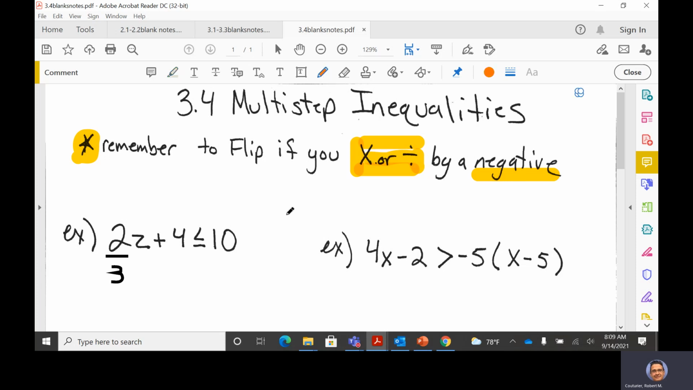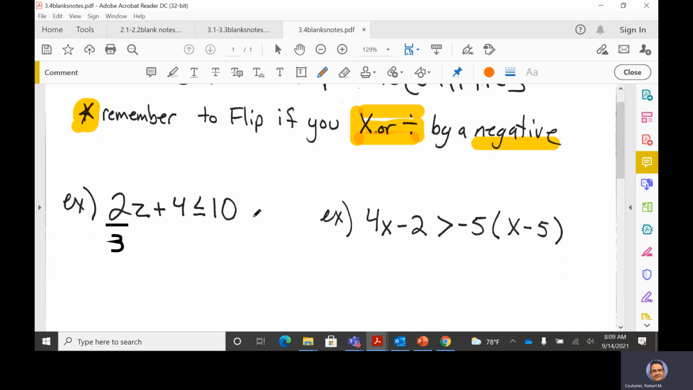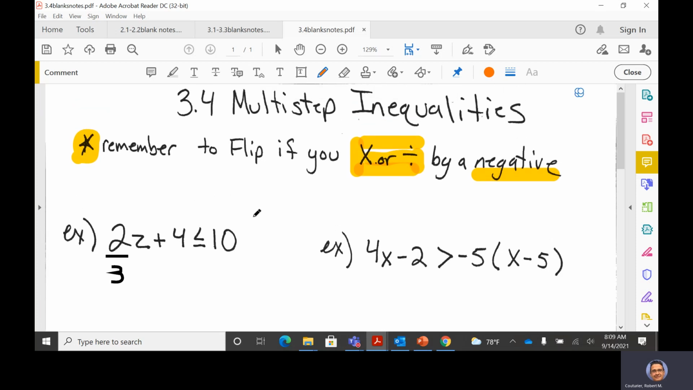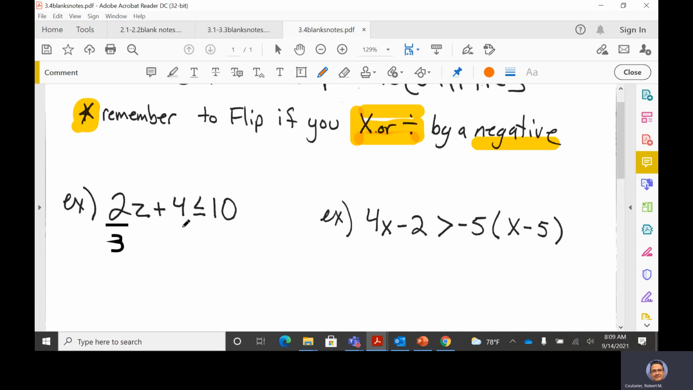Now, as we start to solve these, again, nothing changes. Let's just work into this. This whole section in the chapter is about multiple steps. While we were only doing one or two steps in the last section, these are going to be several steps, maybe three, maybe four steps. Maybe you have a distribution that has to go on first before we get into the nitty-gritty of solving these equations. So let's go ahead and get started.